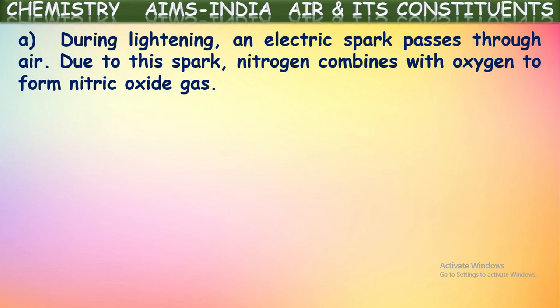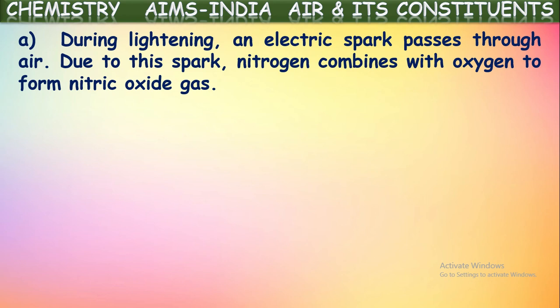They won't react because nitrogen is least reactive. It won't combine with oxygen generally. But in the presence of high electric current, how is it being produced? From the sparks. So when sparks are produced during lightning, these electric sparks are passed.